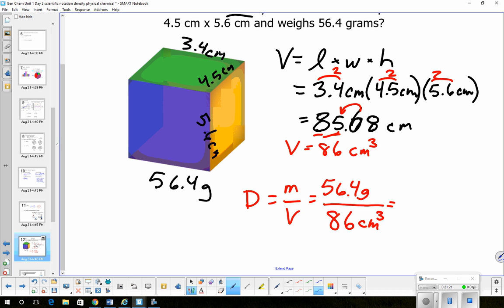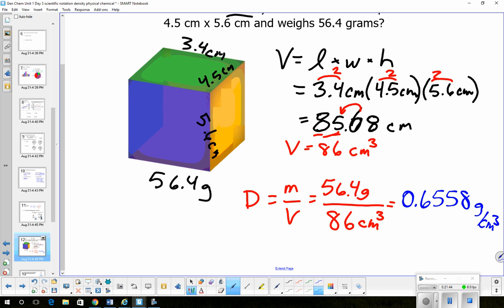I'm going to wait until you do. 0.6, got to be slow for me. 558, good enough for right now. Units here would be grams per centimeter cubed. Is that the answer I report? Okay, what do I report?